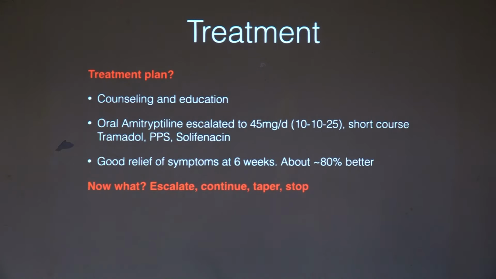Now, if a patient does feel better, now what? She's come back at about 3 months. Do you continue the treatment? Do you escalate it further? Do you taper it? Do you stop it? What would you do?